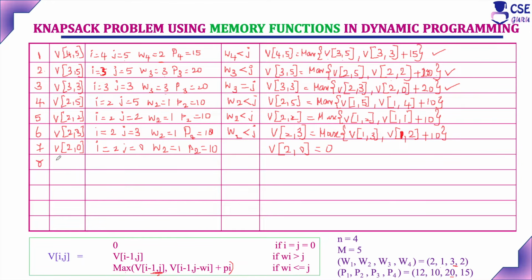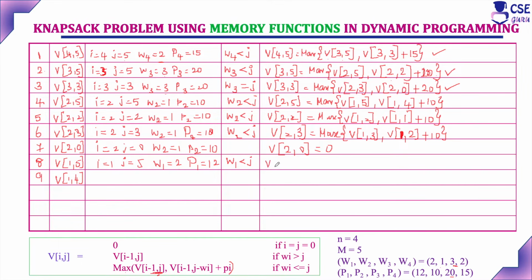So step 8, we need to compute V of 1, comma 5. Next V of 1, comma 4 we need to compute. Okay, this is step number 9. So here I value is 1 and J value is 5. Weight of the first object is 2, profit is 12. So here, weight W1 is less than J. Okay. So if it is lesser, this is the same formula.